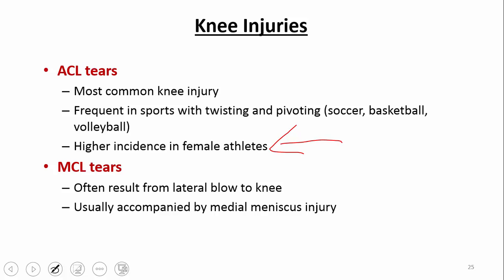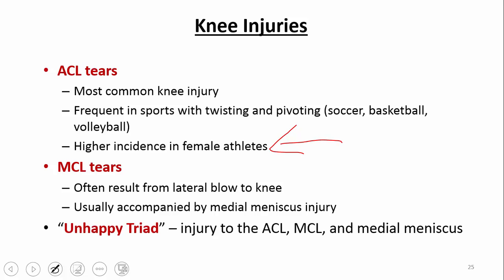There's MCL tears. This is usually for a lateral blow to the knee, and it's also usually accompanied by some injury to the meniscus as well. And all of these are called the unhappy triad, right? Because they're the unhappy three, the ones that are most commonly injured in sports. So the ACL, the MCL, and the medial meniscus.